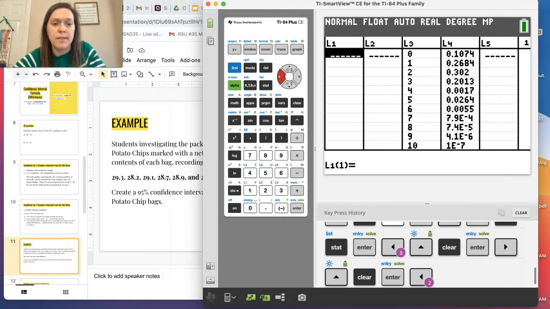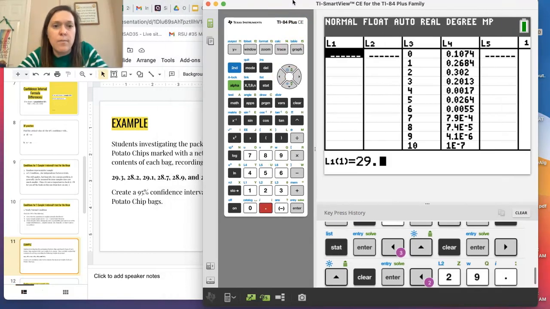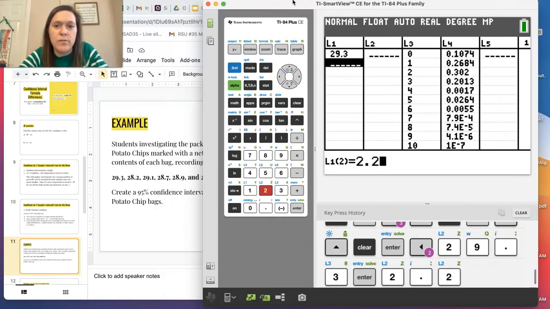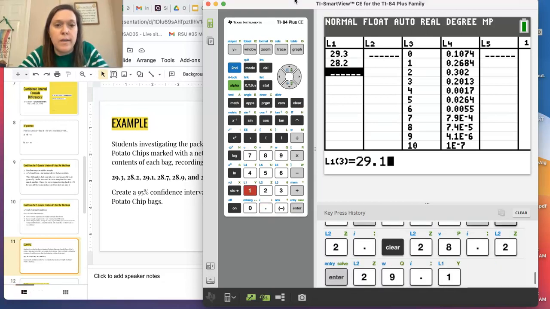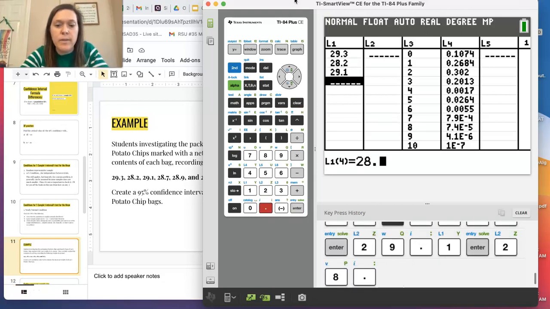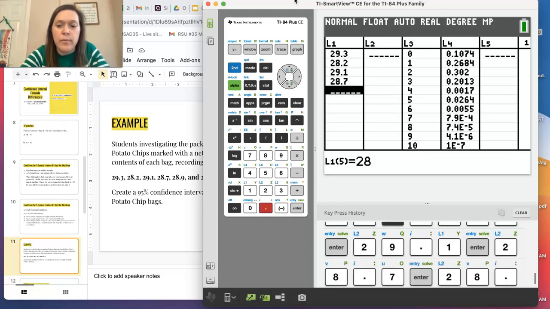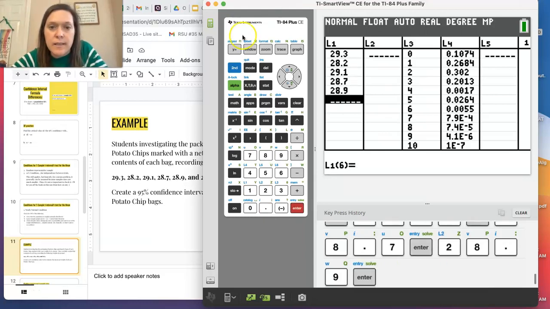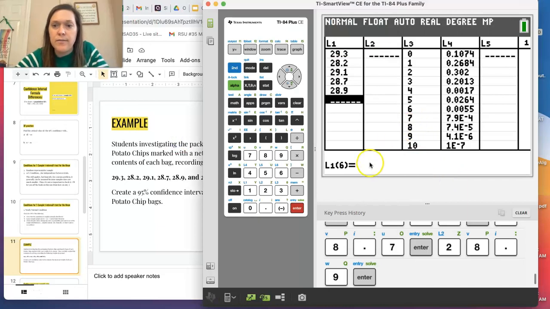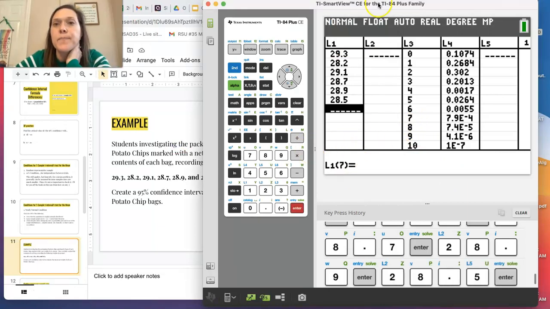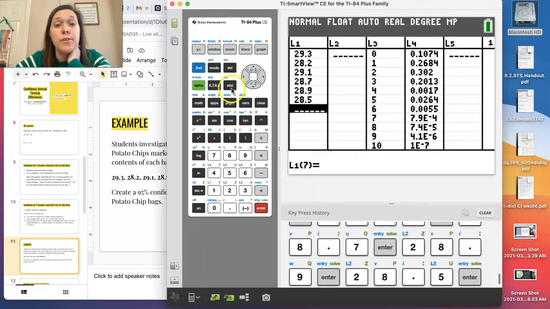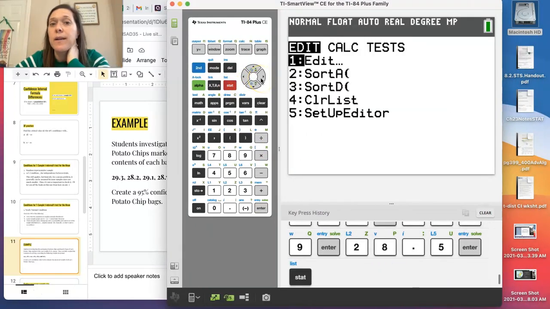So let's go ahead and type in these weights. 28.3, 28.2. You probably want to do this along with me so that you know that you can do it. 28.2, 29.1, 28.7, 28.9, and what's my last one? 28.5, 28.5.